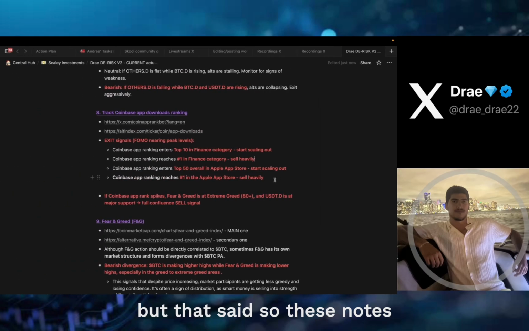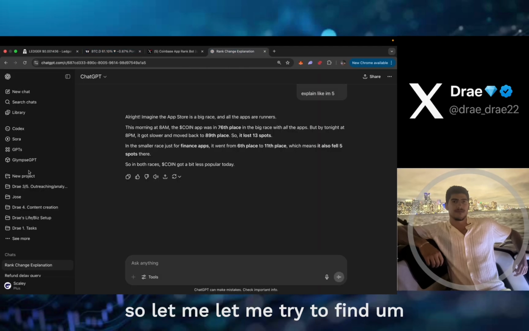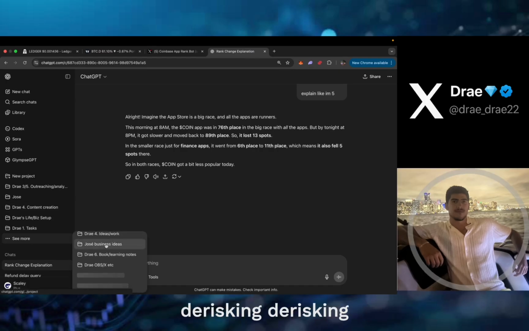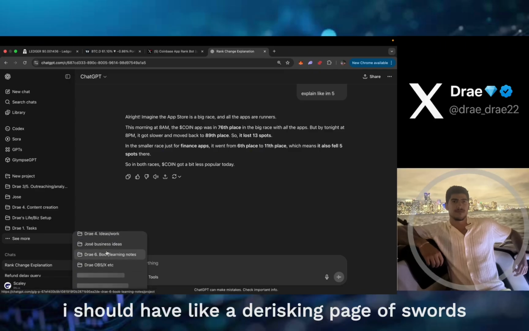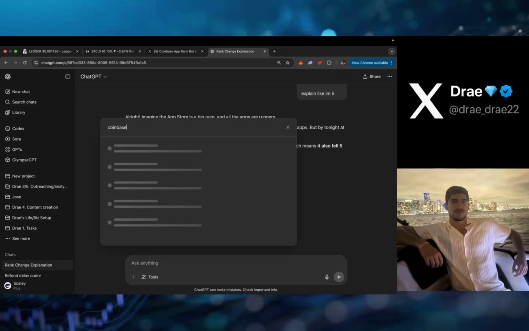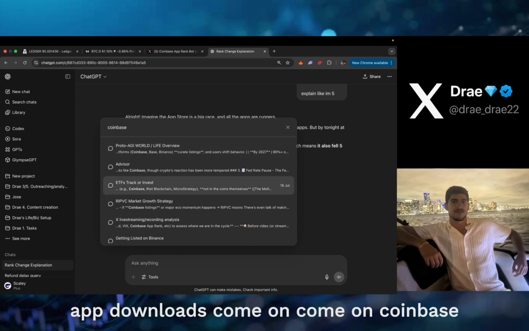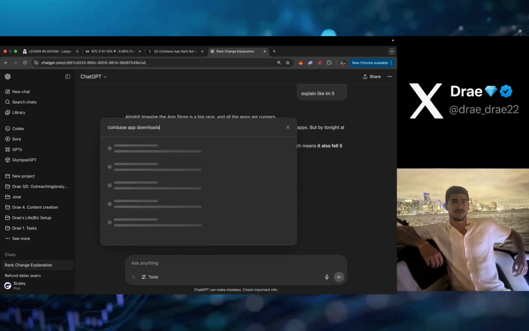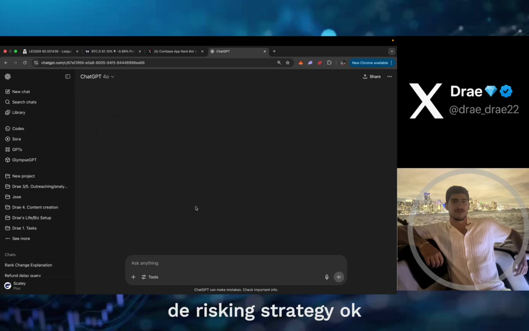But that said, a lot of these notes are like I journaled with ChatGPT. So let me try to find the de-risking page of sorts. Let's do this. Coinbase app downloads. I basically want to ask it a question real quick. Okay, de-risking strategy.